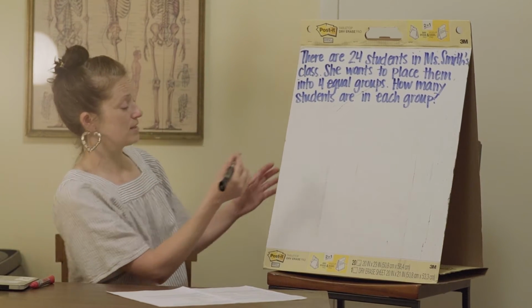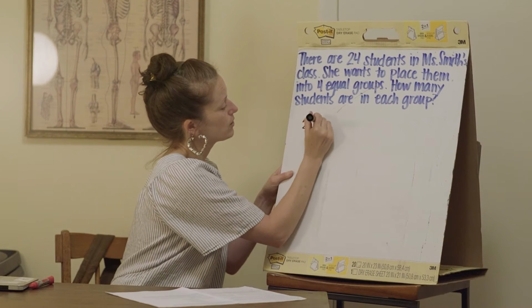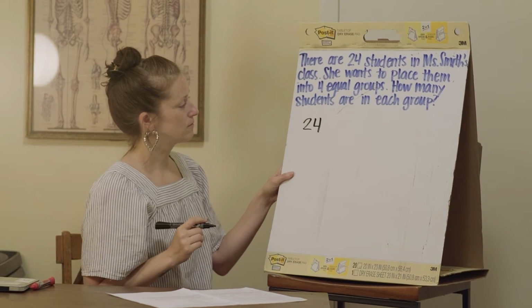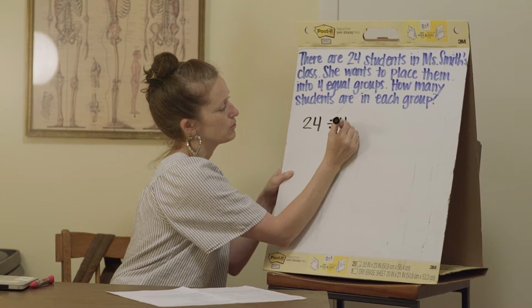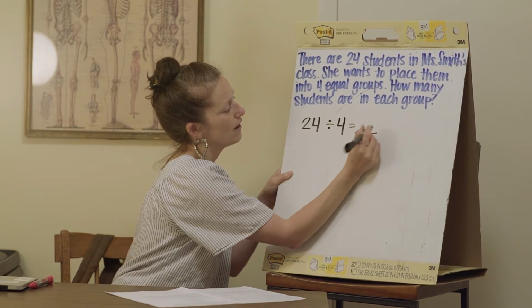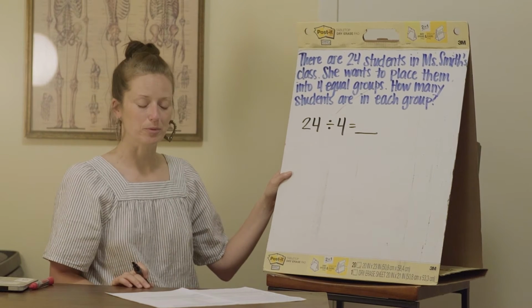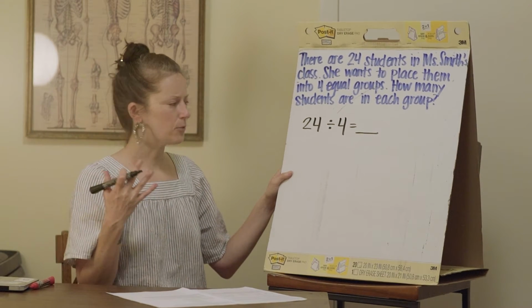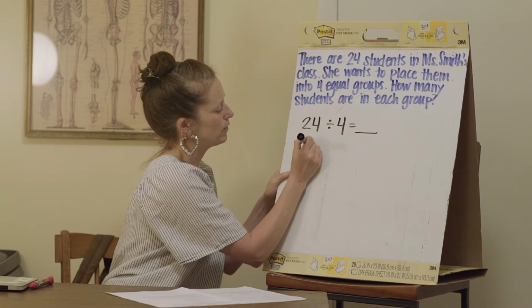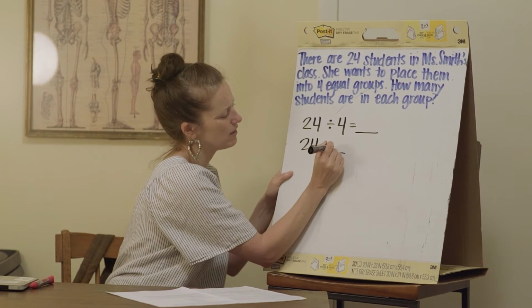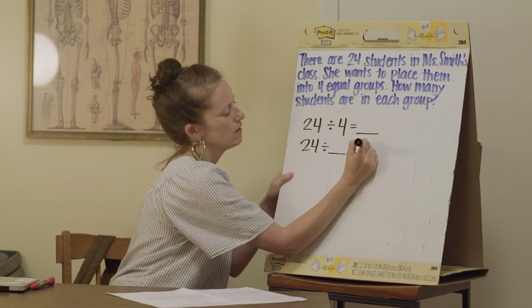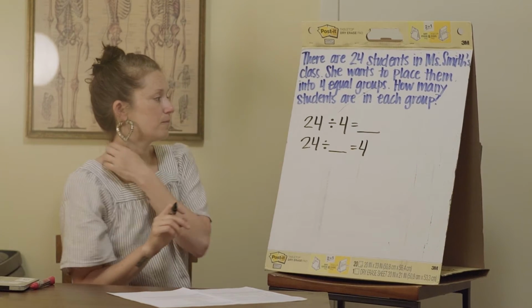So one way I could do this, I could say, well, there are 24 students all together in the class. I know that there are 4 equal groups that we're going to divide them up into, right? We need to figure out how many people are going to be in each group. Another way we could write this, we could say, well, there are 24 people. I know I'm going to divide them into groups, but I don't know how many kids are in each group yet. But there are 4 equal groups.